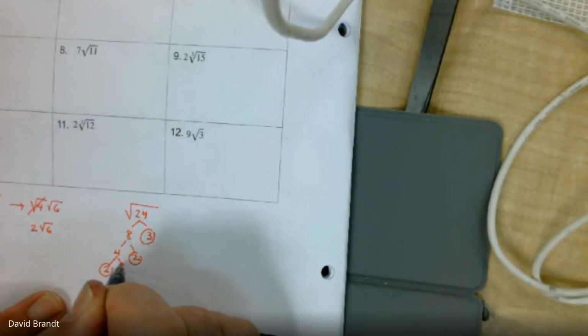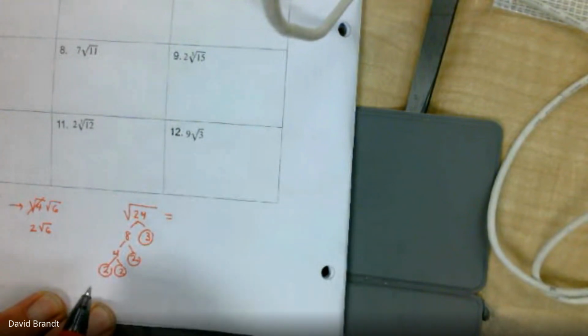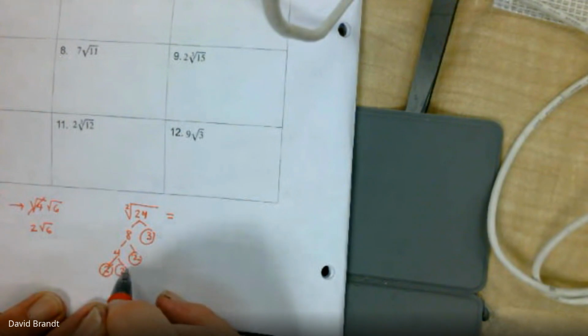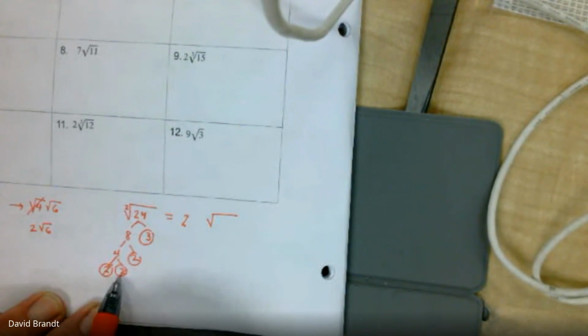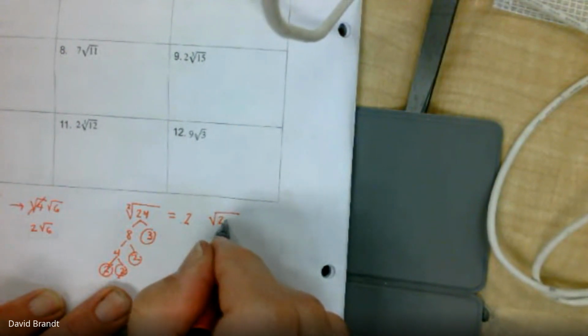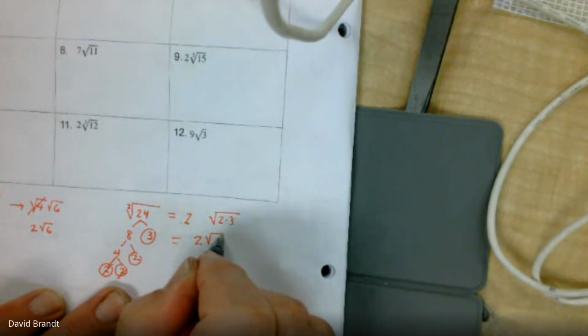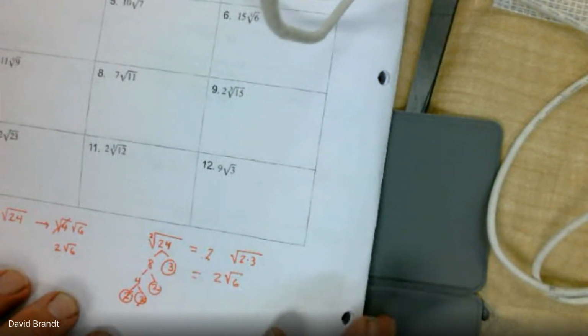Now, here are all my circled numbers. I have a 2, a 2, a 2, and a 3. Now, with square roots, since the index is a 2, it means 2 makes 1. So if I have a pair of 2s, I can cross them out and put a single 2 on the outside. 2 makes 1. I have to cross out 2 to make 1. And what's left is a 2 and a 3. That's your leftover. That stays under the square root sign. So my answer is 2 square roots of 6. It's the same answer. This is the way I did it before in the videos. A factor tree, that's a way that some of you may have learned before.